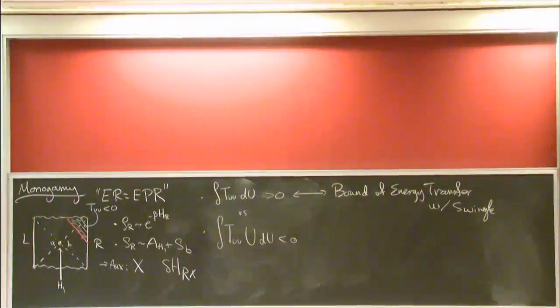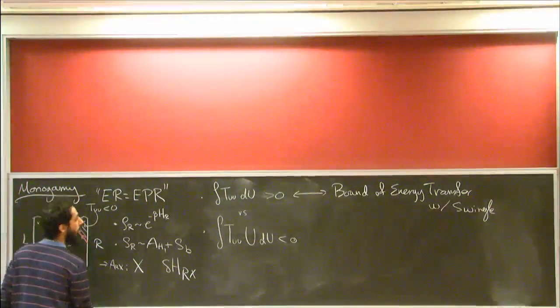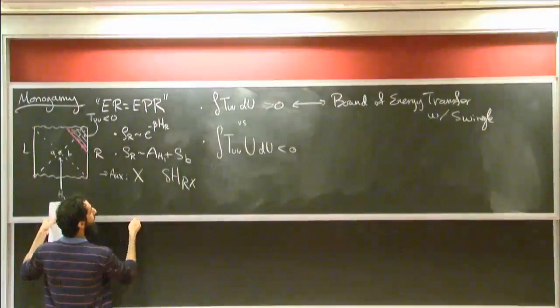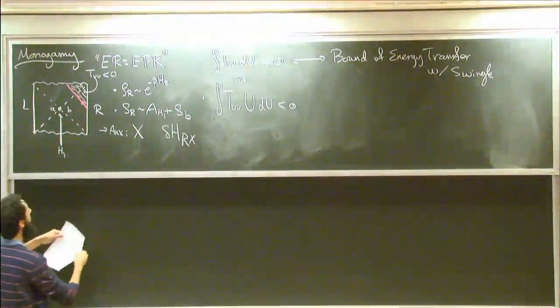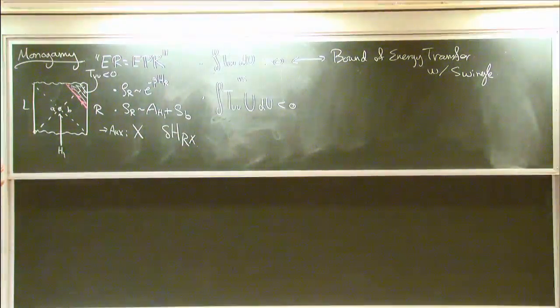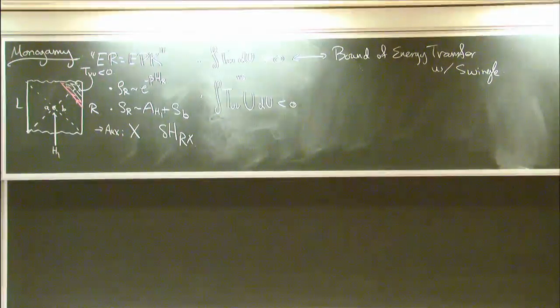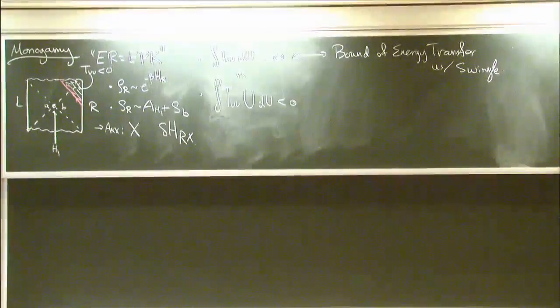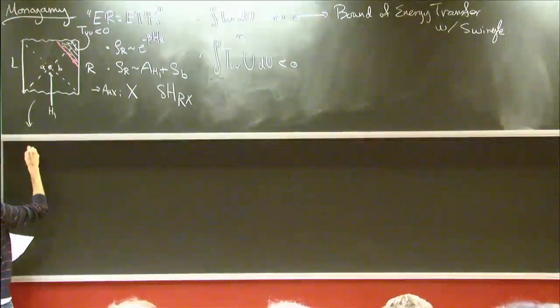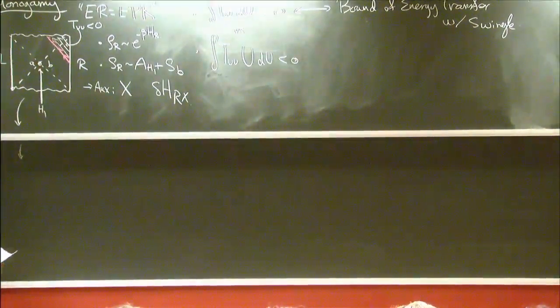Okay. So now, back to the main story, what happens when we turn on this interaction for some time, allow some energy to go from R to X? What does the space-time look like? I claim that the space-time will look something like this.